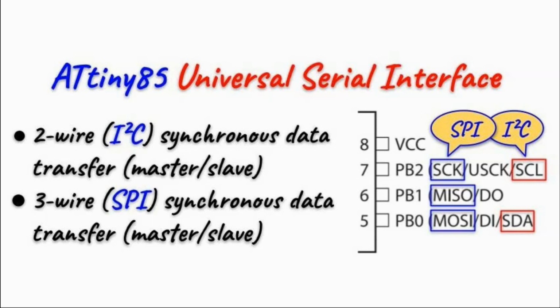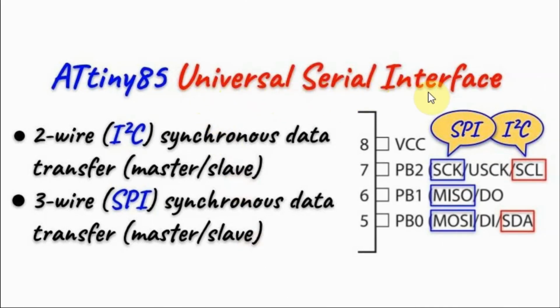The ATtiny85 has a circuit called Universal Serial Interface that provides 2-wire I2C and 3-wire SPI synchronous communication. To interface SPI peripherals with the ATtiny85, we need to program the internal registers of the Universal Serial Interface circuit so that pins PB0, PB1 and PB2 become the SPI lines of the tiny microcontroller.